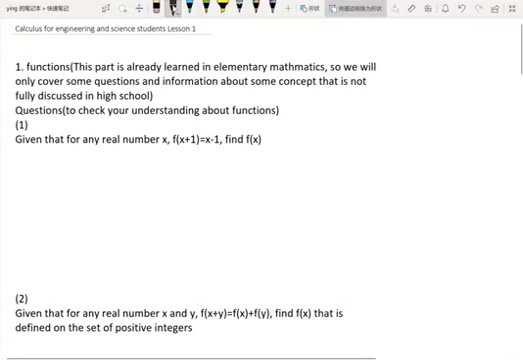Hello, this is our first class, and today we are going to talk about functions. Functions are already learned in elementary mathematics, so we will not cover the specific examples and the definitions. We will only cover some questions and some information that is not fully discussed in high school. So, here are some questions.